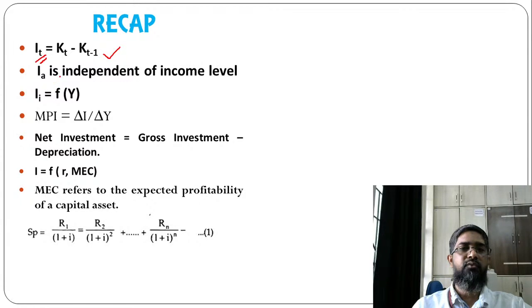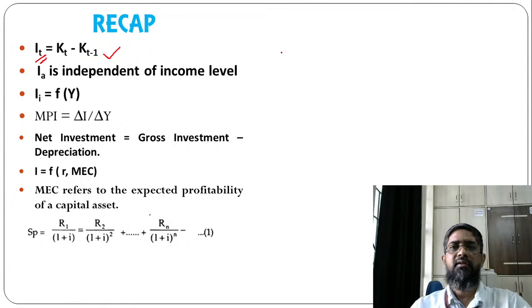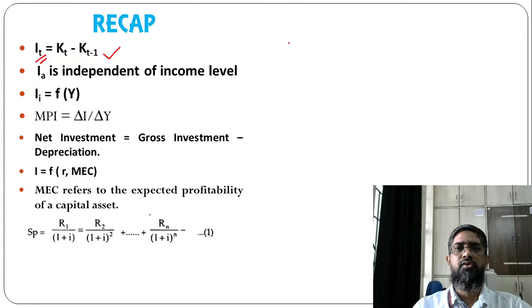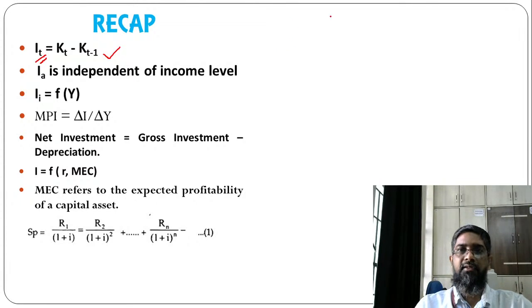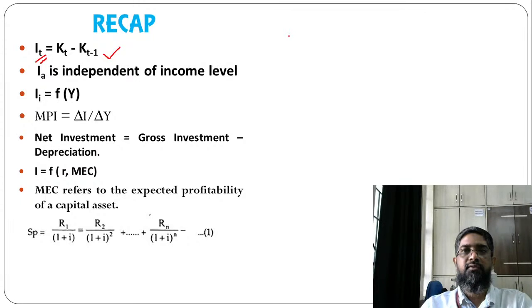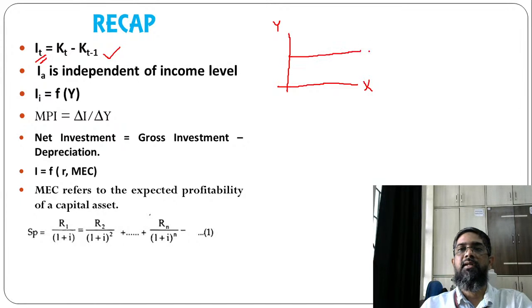Secondly, autonomous investment is independent of income level. Yesterday I had drawn a diagram. There was a little mistake. Conventionally we don't show it that way, I'll show you here. Just keep in mind, students. Conventionally what happens? This is our X and this is our Y. So your autonomous investment line will be like this, IA, right?